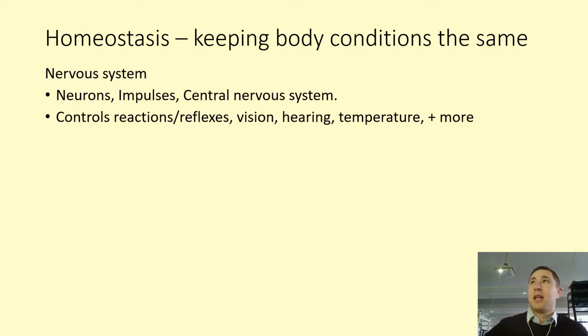Now, we've spent the last 3 lessons going over the nervous system, which is made up of neurons and impulses in the central nervous system and our brain. And that is doing lots of really quick responses. It's how we have our vision, our reflexes, it's how our hearing works, it's how we regulate our core body temperature, and lots of other things.